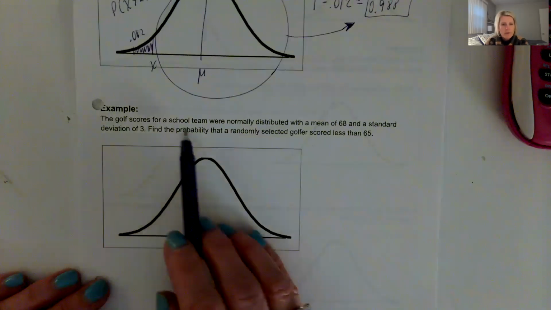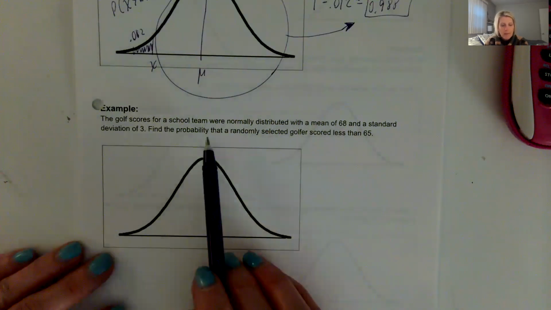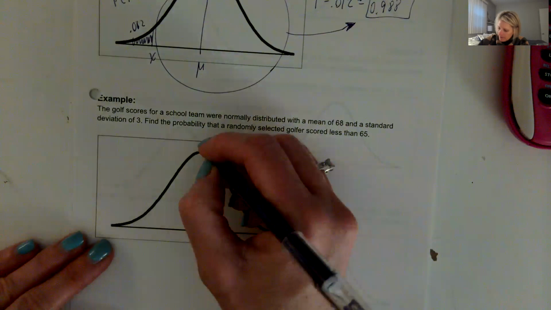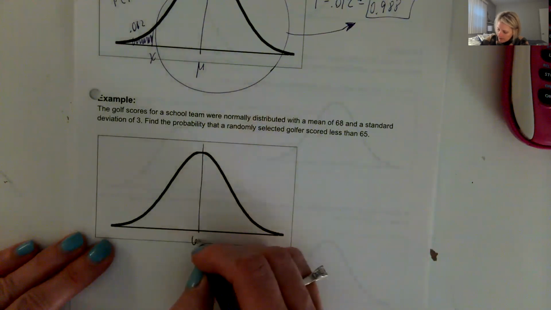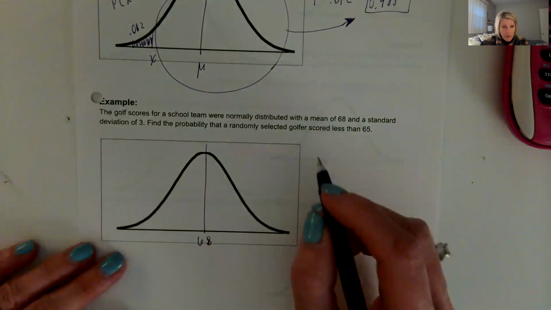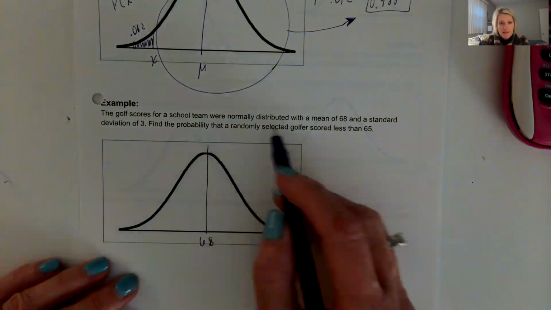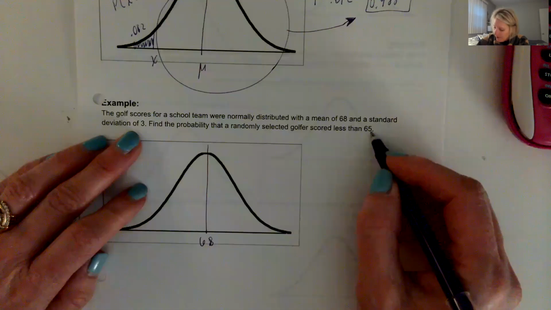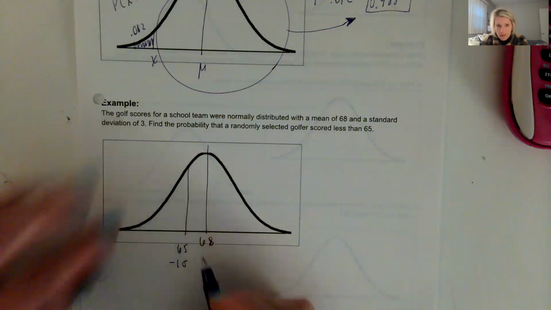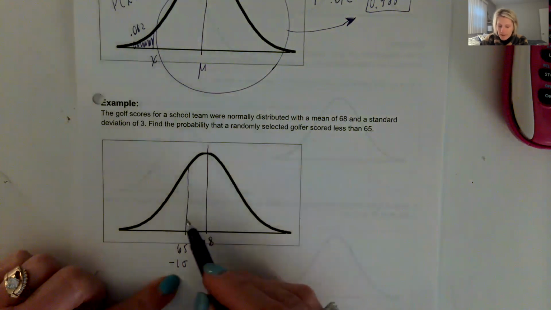Okay. The golf scores for a school team were normally distributed with a mean of 68 and a standard deviation of 3. Find the probability that a randomly selected golfer scored less than 65. So we're going to mark 68. And this happens to be one that we can find by hand, because 65 is exactly 1 standard deviation below the mean because the standard deviation is 3.